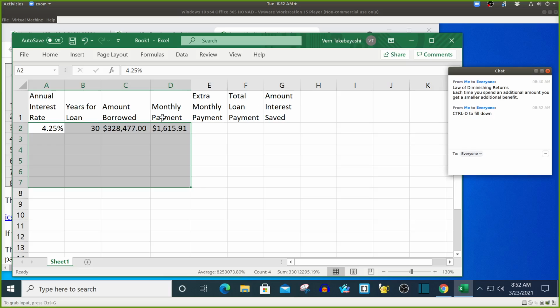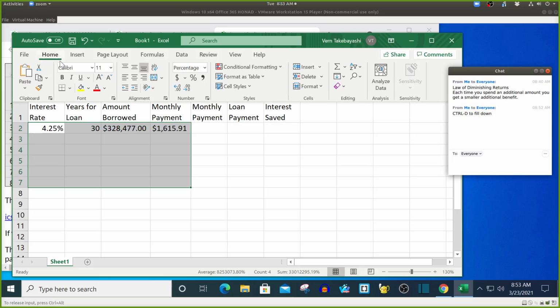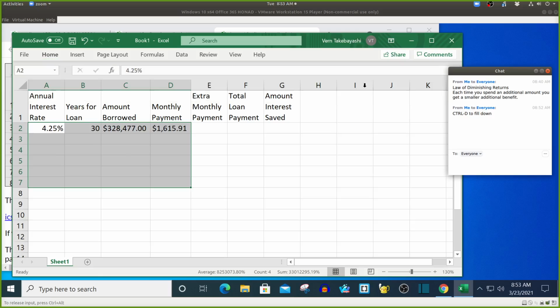Okay, but since you can't see me typing Control D, I'm going to go to my Home tab, and then here is a fill symbol. I'm going to go fill down, but you could do Control D and do the same thing, and that's the better way to do it if you're not displaying it on some screen for somebody else to see.